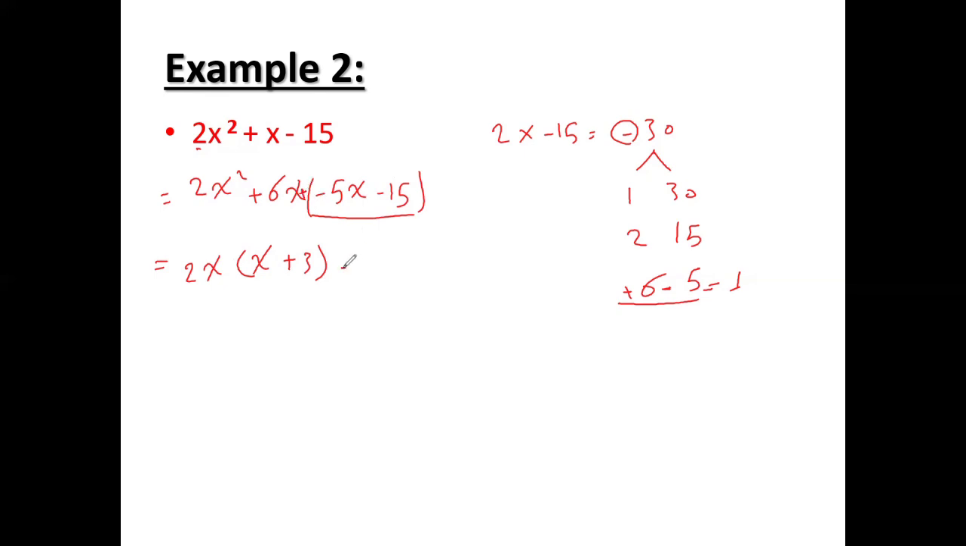So we'll get the GCF would be negative 5. So negative 5x divided by negative 5 is equal to x. And negative 15 divided by negative 5 is equal to positive 3. Now we get the same bracket. Let's take it out as a GCF. So we'll get x plus 3 times, we'll cancel the bracket, we will get 2x minus 5. And this is the final answer.